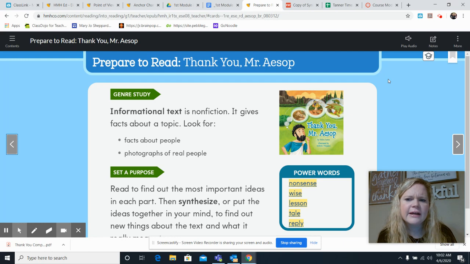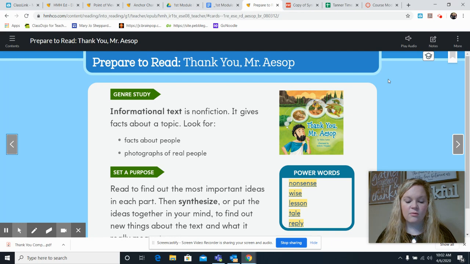When you look at the cover, it kind of looks like it's going to be fiction and not tell you something that's important or real, but this is actually going to be an informational text and give us a lot of important information about Mr. Aesop. So it's giving us facts, so we know that it's nonfiction, and it's going to give us facts about people, and we're going to see photographs of real people, which also tell us it's nonfiction.